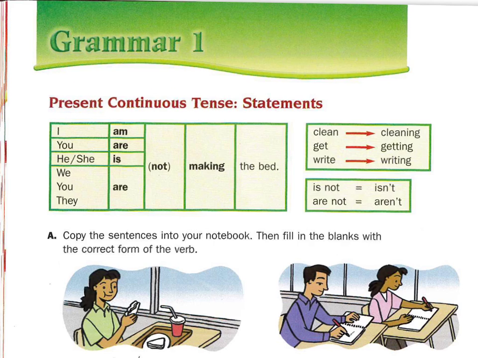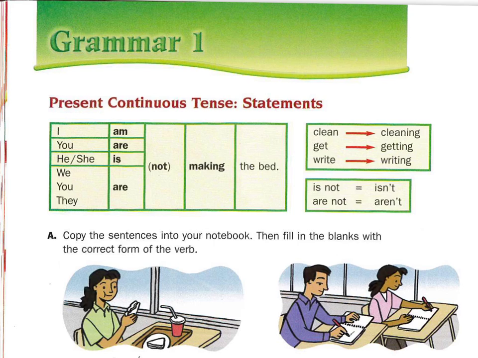So present continuous is using am, are, is with an ing verb. Is making, are making, am making, are making. Okay, that's the continuous. So we have the regular verb, clean, and it becomes cleaning. Get becomes getting. Write becomes writing. Look carefully at this. Do you see a spelling rule?